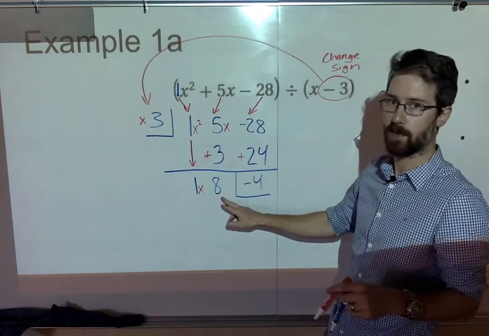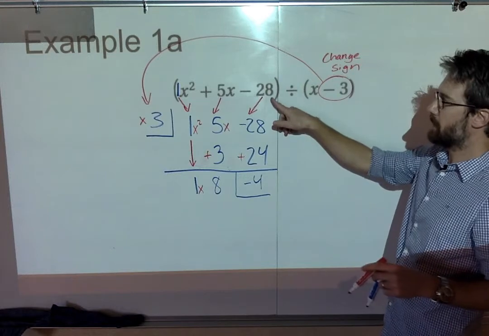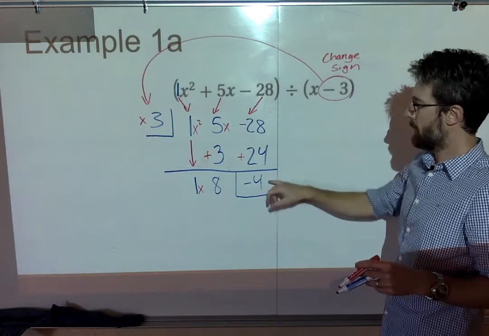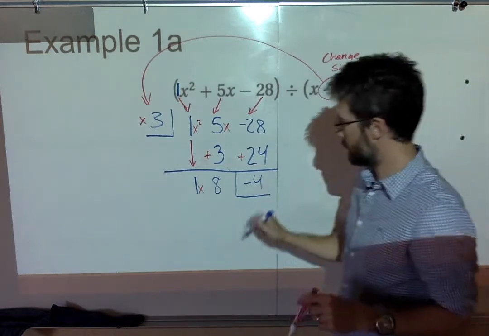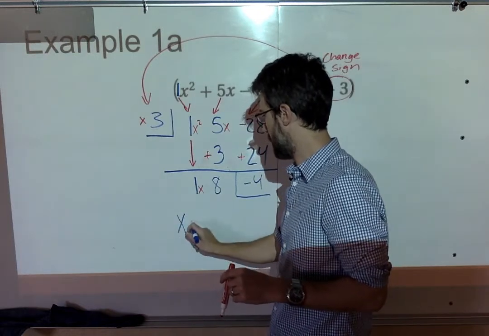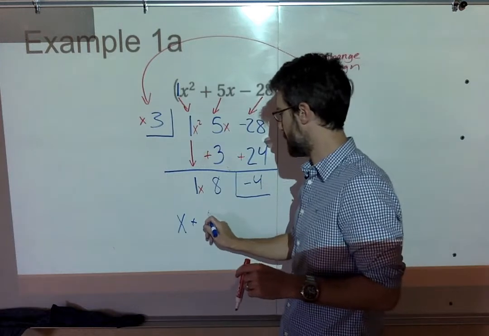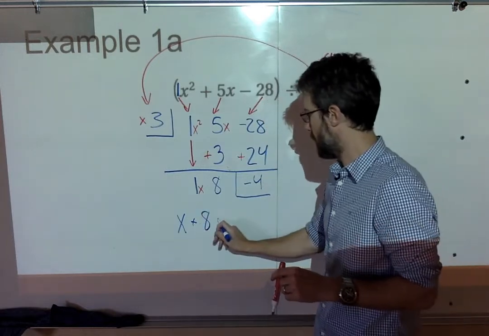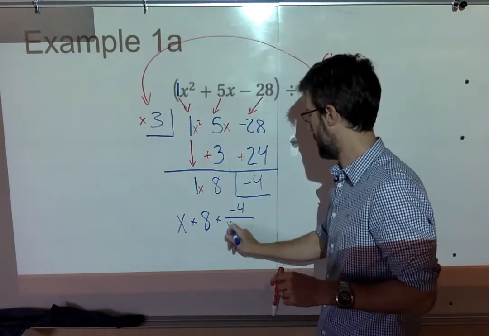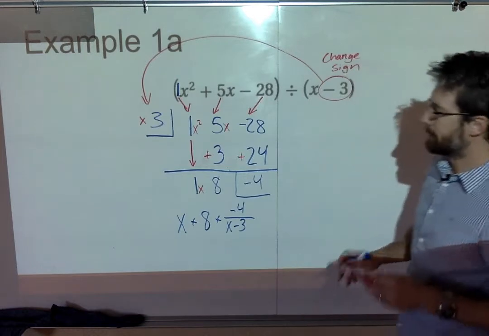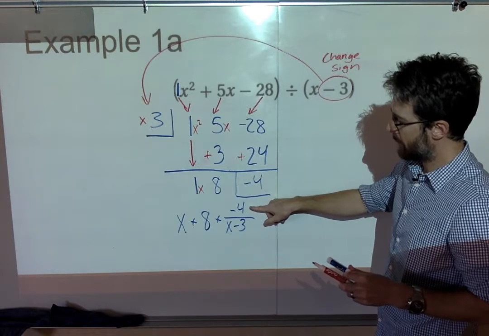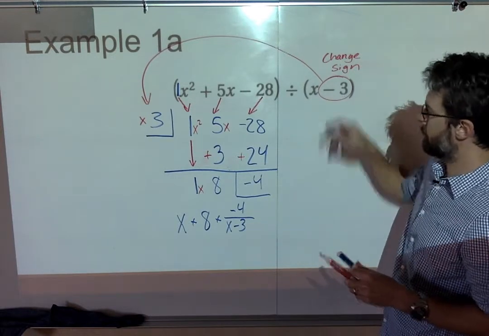So there's no x with the 8. And now this number didn't have an x at all with it. So if I divide that by x, it's over x, right? And so that's what we're going to do with our remainder. Here's how this will look. All right, our first term is 1 times x, which is just x. The next term is a positive 8, so it'll be x plus 8. And then this remainder, it's negative 4 over x minus 3. And so that last number in the little box always goes on top of a fraction, and the bottom of the fraction is your divisor.